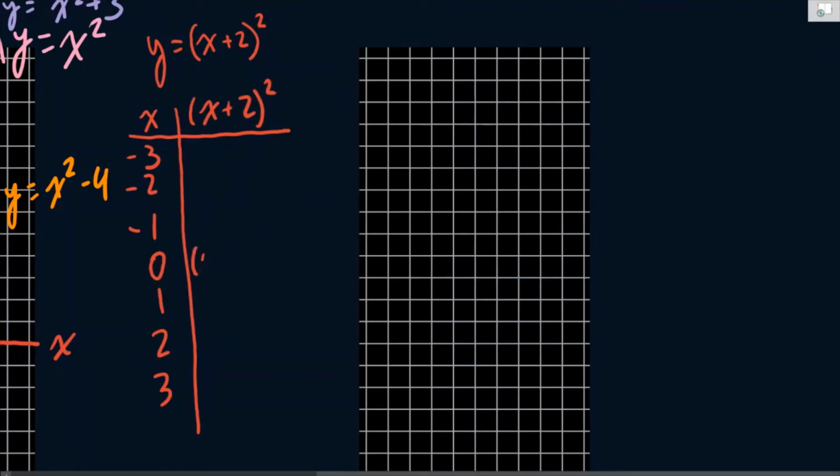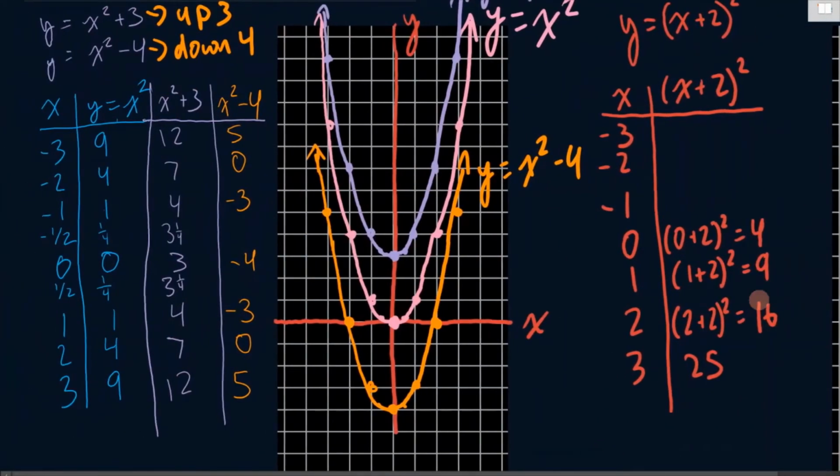So let's actually go through. 0 plus 2 squared is 4. 1 plus 2 squared is, 1 plus 2 is 3. 3 squared is 9. So 2 plus 2 squared is 16. 3 plus 2 is 5, so 3 plus 2 squared is 25. That's interesting. 4, 9, 16. Well, 4 and 9 I recognize.